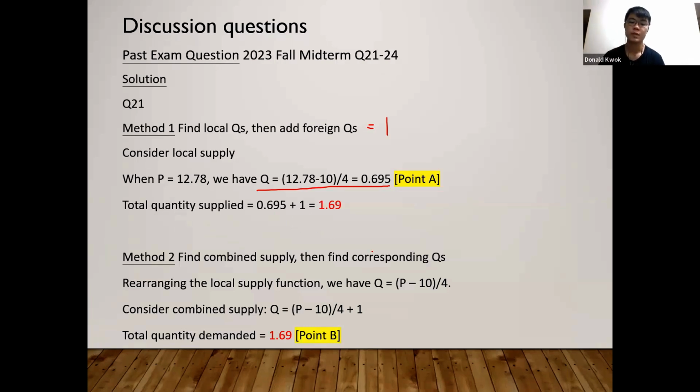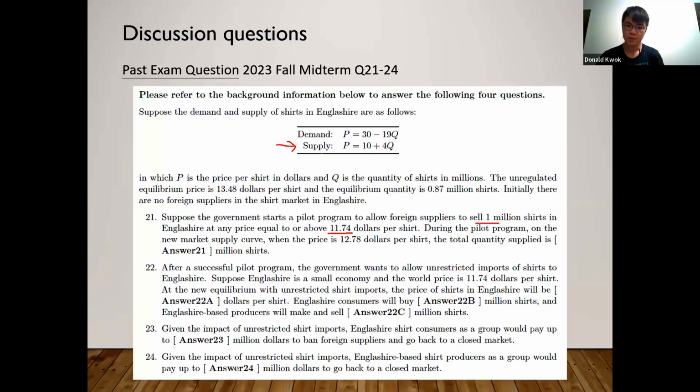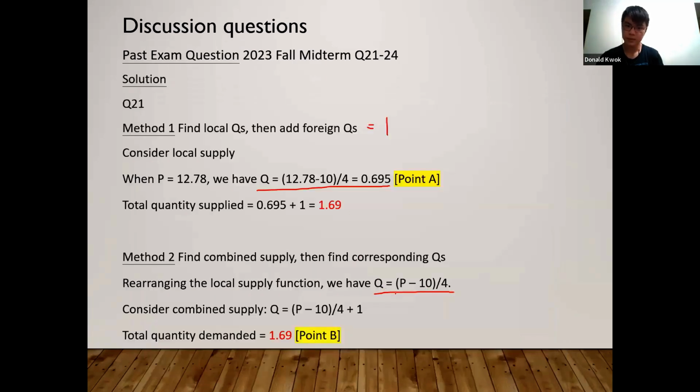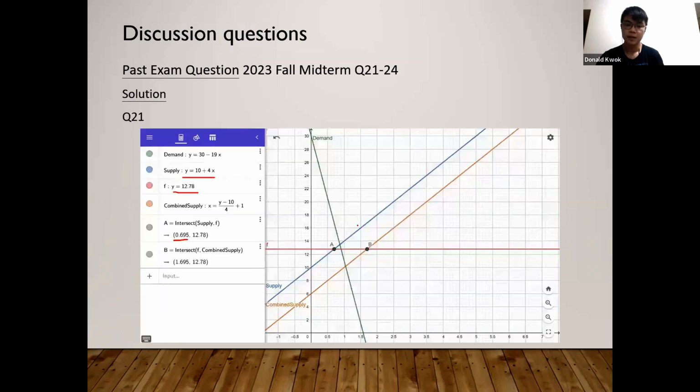How about method 2? We need to derive the combined supply curve. So how can we do that? We need to change the subject of the local supply using Q as the subject first, and we have this expression. Add 1 to this, then we have the combined supply curve as this expression. And finally, we just type this in GeoGebra and find the intersection at the price of 12.78. A point will give us the information, right? 1.695. Again, the same result as in method 1.